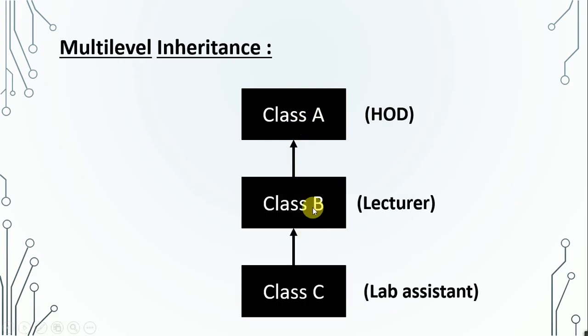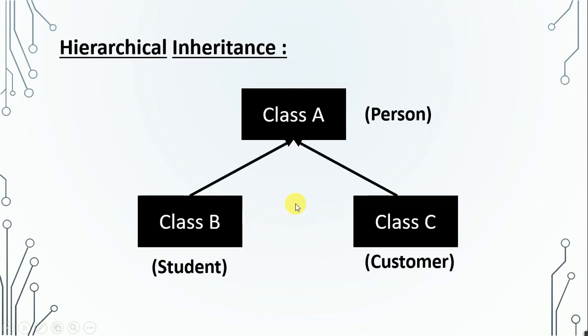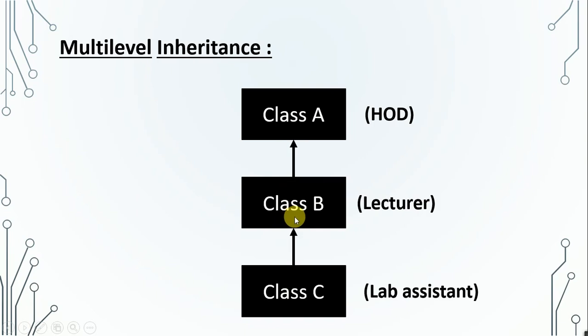Next is multi-level inheritance. What happens in multi-level inheritance? Here we have class C. This class C inherits the properties of class B, and this class B also inherits the properties of class A. So indirectly class C inherits the properties of both classes, because class B inherits the properties of class A and class C inherits the properties of class B. You can take the HOD example for multi-level inheritance, where HOD is our grandparent class, then lecturer is the parent class, and lab assistant is the child class here. HOD can be a lecturer, and further it can be a lab assistant.